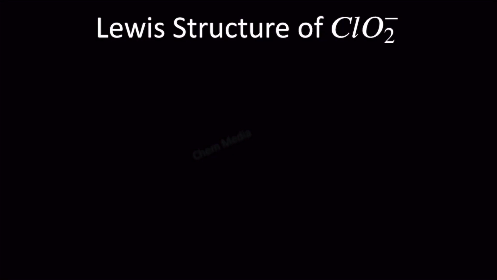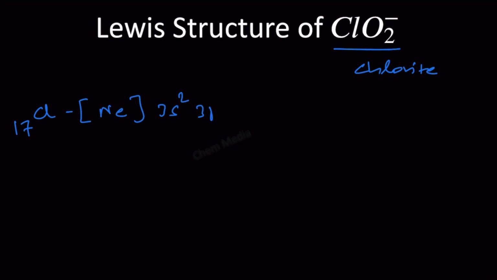Hello everyone, in this video we are going to write down the Lewis structure of chlorite ion. To write the Lewis structure of a molecule or ion, we need the total number of valence electrons in the molecule or ion, and therefore let us first count that. Atomic number of chlorine is 17, and therefore the electronic configuration is neon, that has 10 electrons, and then 3s2 3p5. Neon is the core, and therefore we have 7 valence electrons in chlorine.